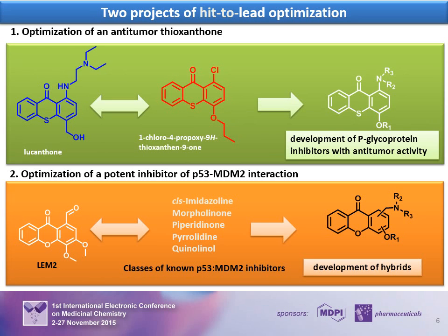Briefly, in the first project, we intended to develop dual anti-tumor and P-glycoprotein inhibitors based on leucanthone, a clinical candidate for cancer therapy, and we do that by merging the thioxanthone scaffold with the requirements that we know are important for P-gp inhibition. In the second project, we followed a hybridization strategy based on known inhibitors to develop new disruptors of this protein-protein interaction, p53-MDM2.